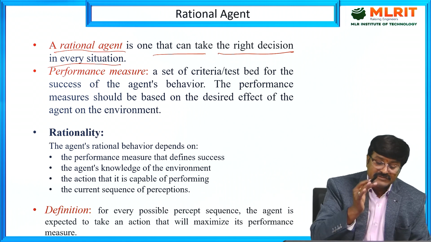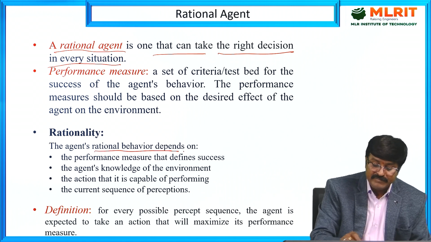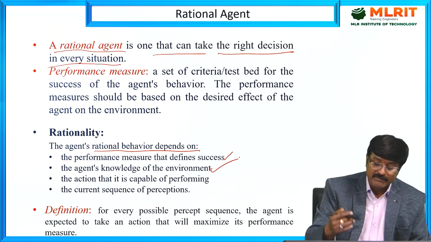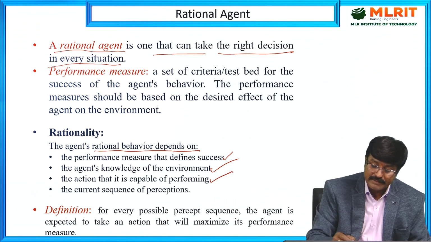What rationality does it follow? The agent's rational behavior depends on the performance measure that defines success, the agent's knowledge of the environment, how much knowledge it is getting from the environment and what the previous history is, and the actions that it is capable of performing. What kind of decision you take based on that, you have to perform the action on the environment.